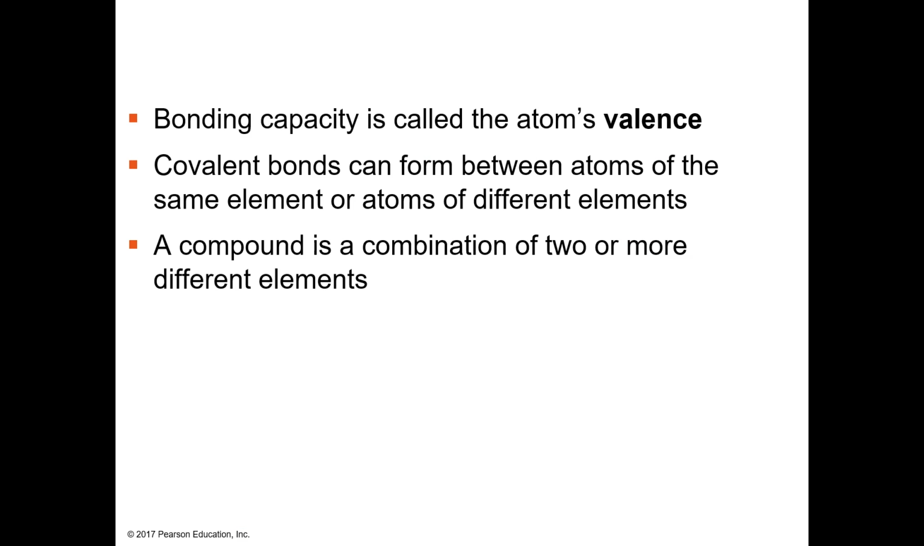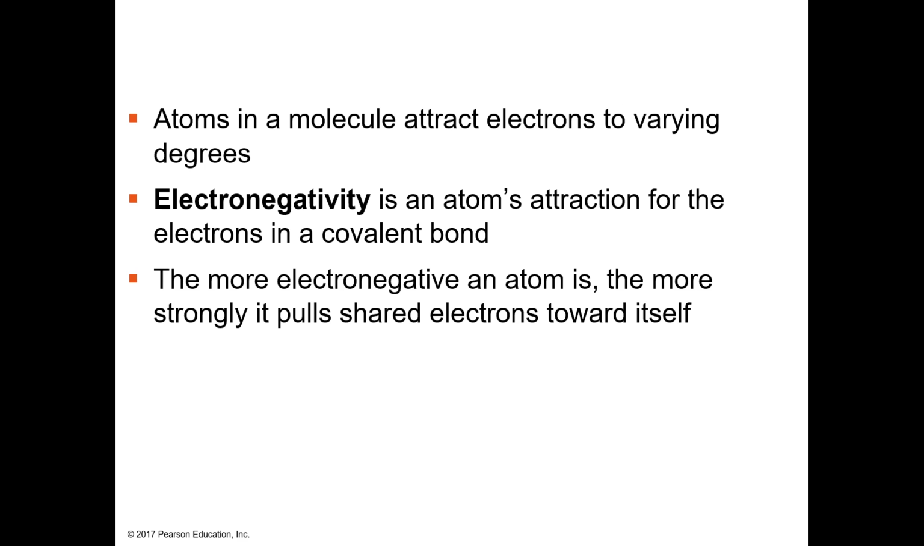Okay, bonding capacity is called the atom's valence. Covalent bonds can form between atoms of the same element or atoms of different elements, and a compound is a combination of 2 or more different elements. Atoms in a molecule attract electrons to varying degrees.